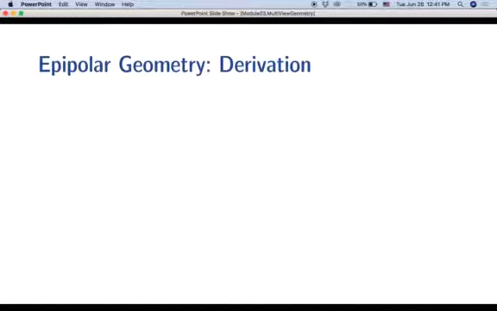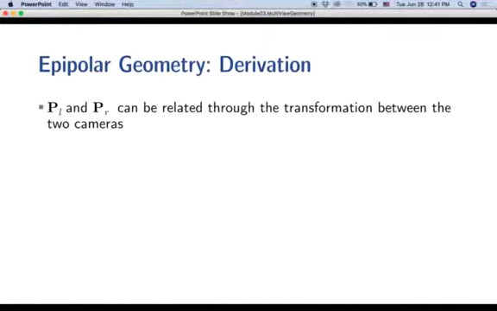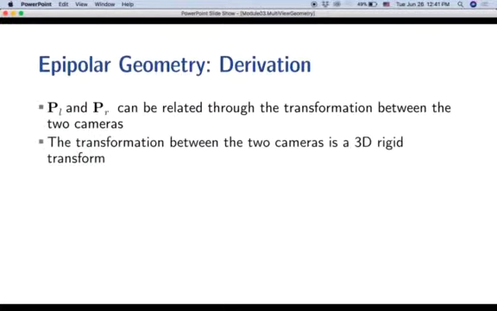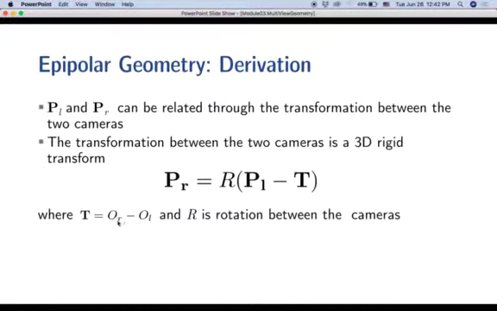All right. So now I have PL in the canonical frame of the left camera, and I have PR in the canonical frame of the right camera. I want to relate them, and my claim is that they are related by a 3D rigid transform. There is a rotation and a translation between the two cameras. So I just apply that translation to PL and then apply rotation, and I'll get PR. This is whatever is the appropriate translation and the appropriate rotation. This translation is really the baseline. It's the distance OR to OL, and R is the rotation between the two cameras.